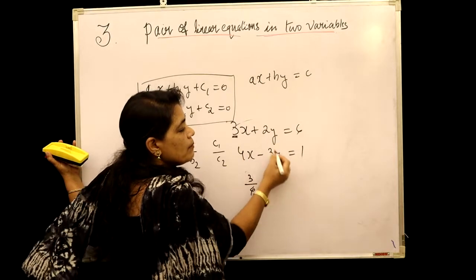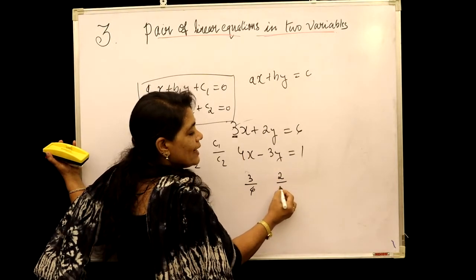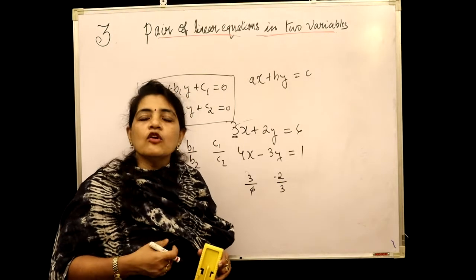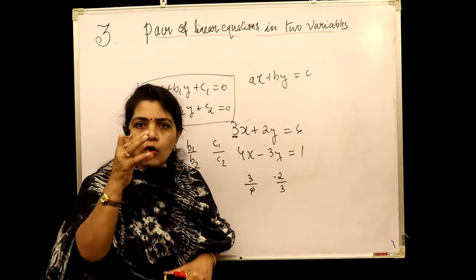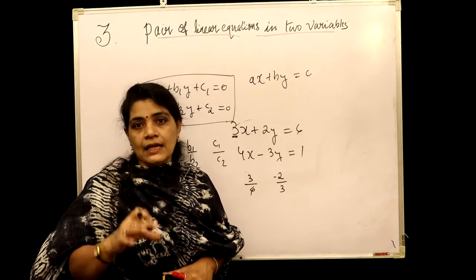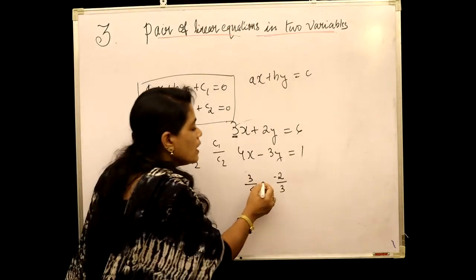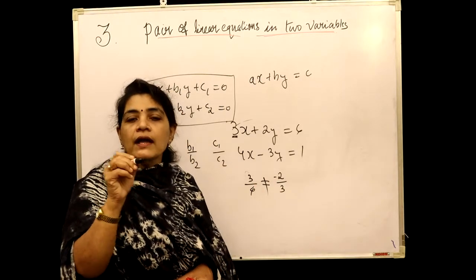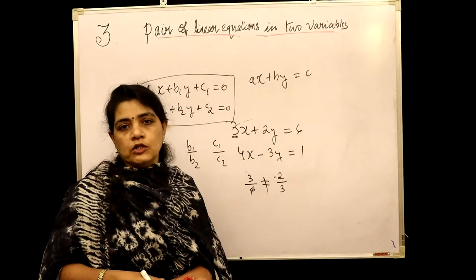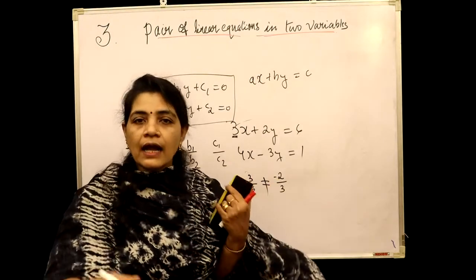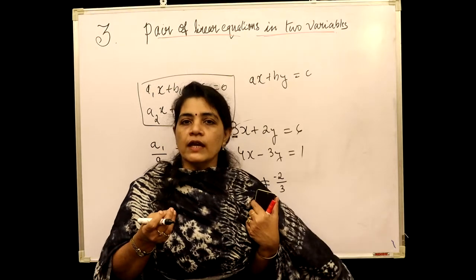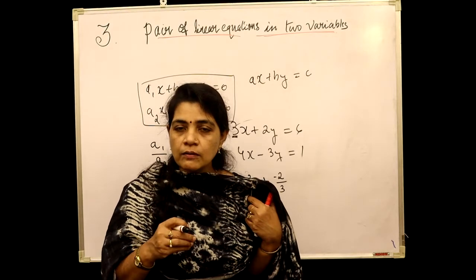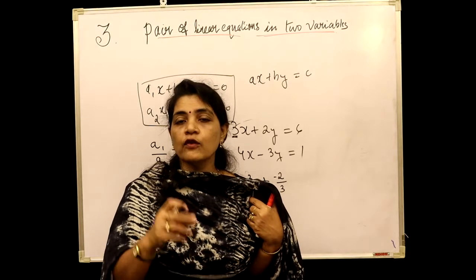And here b1 by b2 is 2 by negative 3. If a negative sign is there in the denominator, we give it to the numerator or the whole fraction, so negative 2 by 3. If both are unequal, that is a1 by a2 not equal to b1 by b2, you can say that the pair of linear equations in two variables has a unique solution. Unique solution means one and only one value for x and y.